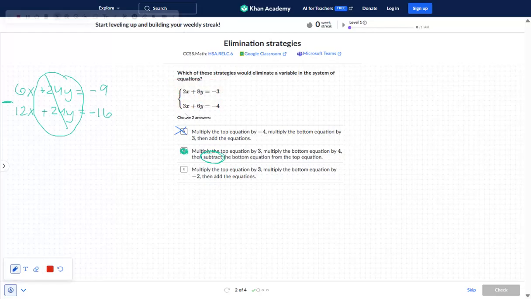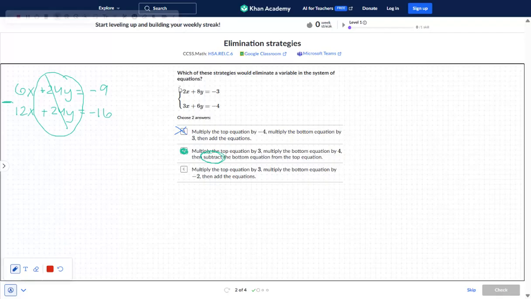All right. That was easier than I thought for erasing. Multiply the top equation by positive 3 and the bottom by -2. 3 times 2x is positive 6x. 3 times 8y, 3 times 8 is going to be 24. 3 times -3 is -9. -2 times 3 is negative 6x. Negative 2 times positive 6y is negative 12y. And then positive 8. And then they say to add. Then add.